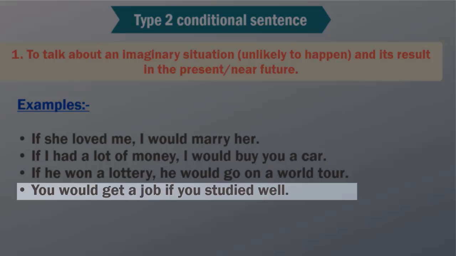This is not going to happen. So I'm just imagining a condition that is unlikely to happen. You are not going to study, I know this, right? And you're not going to get a job.